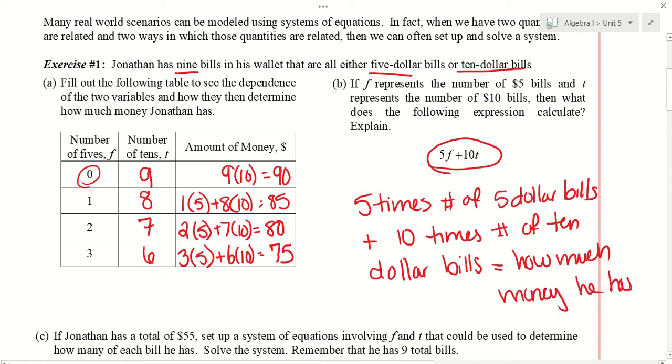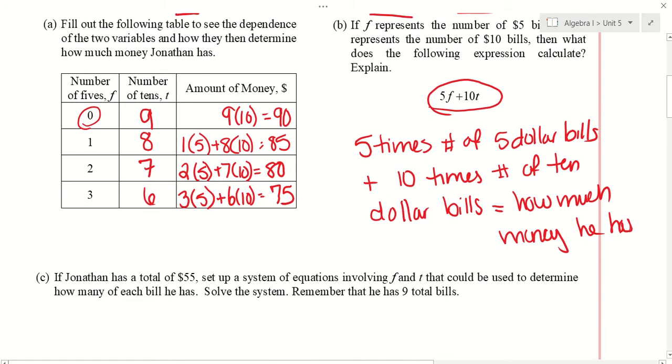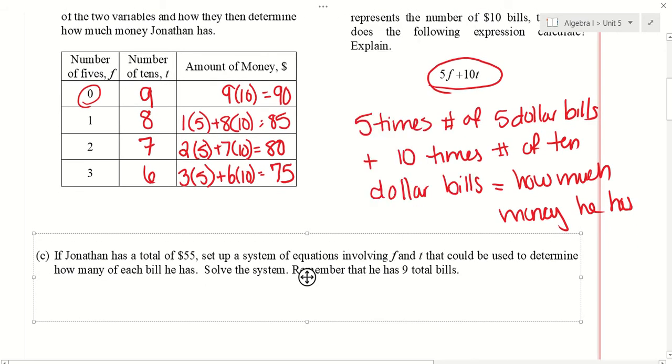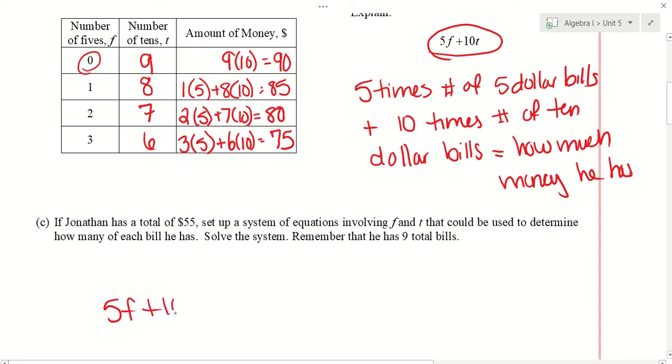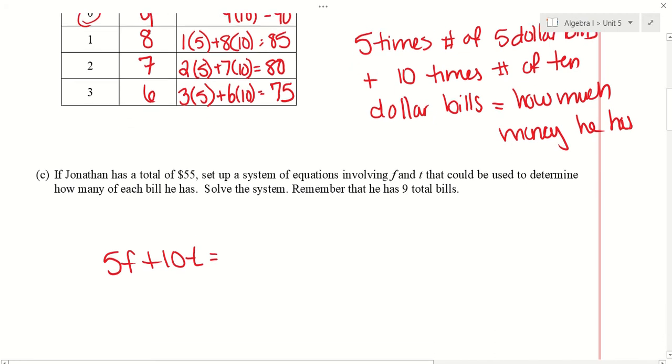Okay, so they basically have helped us out pretty well here, giving us this first expression because it's going to help us create our first equation. So we could actually bring down that first expression, 5F plus 10T. Going to set it equal to something. Think about what we would set that equal to. We know that we've been working with systems of equations, so we know we must have 2 equations, so we're still missing one. Let's read what they have given us. Jonathan has a total of $55.